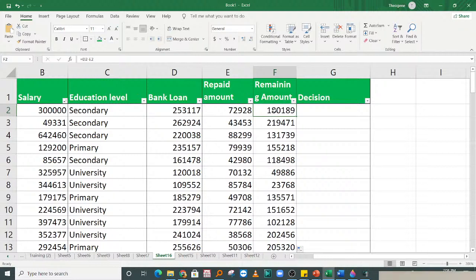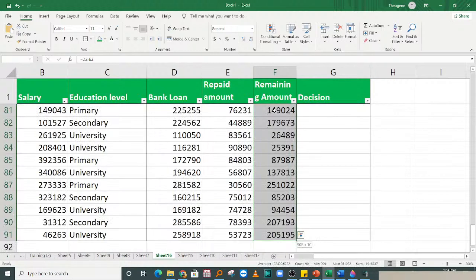If I select, we have seen this in previous sessions, selecting the remaining amount, you can see that the minimum is 99,091.